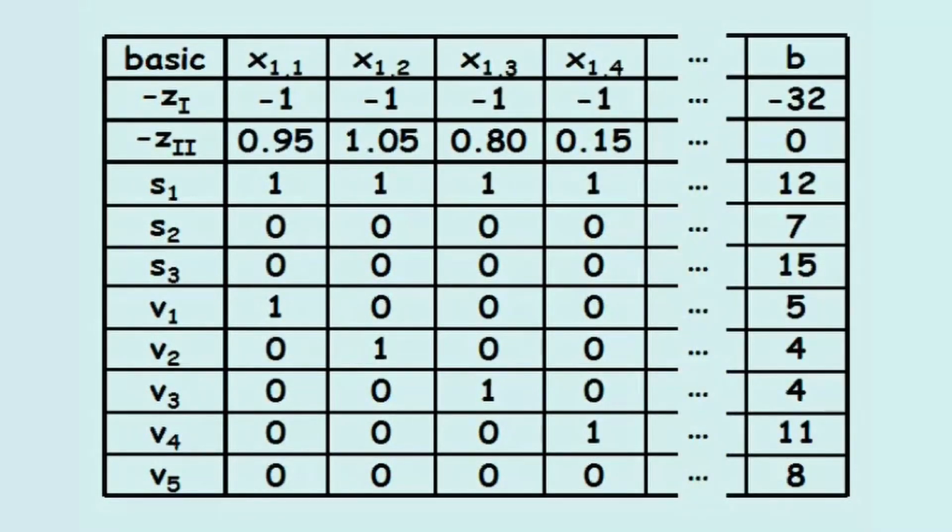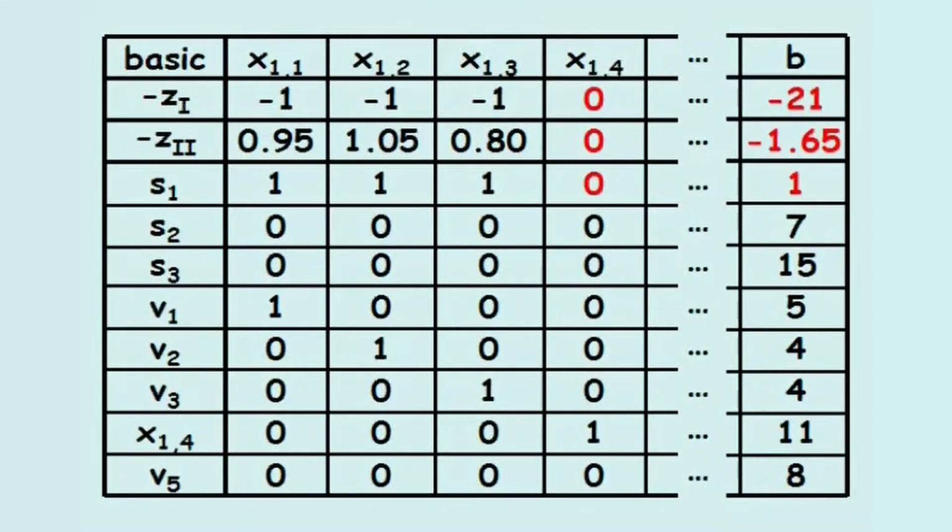From pricing out, we'll select variable x14 to enter the basis in place of artificial variable v4, since 11 is less than 12. Pivoting about the value x14, shown in red, 1 times row x14 is added to row z1, 0.15 times row x14 is subtracted from row z2, and 1 times row x14 is subtracted from row s1. And the tableau is in canonical form.